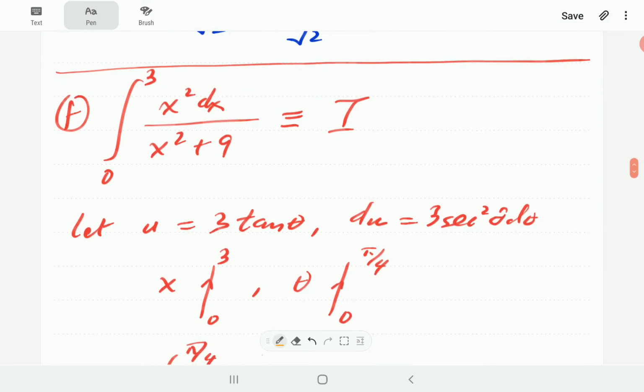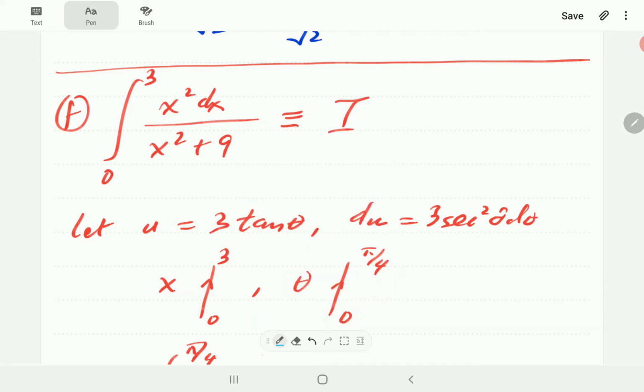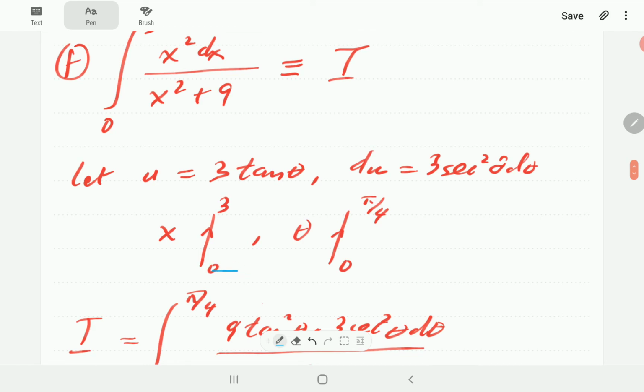Right, so for f, we have a polynomial divided by another polynomial. So we could think in terms of partial fractions. However, the problem with this one is that the denominator is not factorable. But since these are quadratics, that pushes us to the other option, which is a trigonometric substitution. Because we've got a plus here, it's going to be a tangent, and so that's going to be our du.